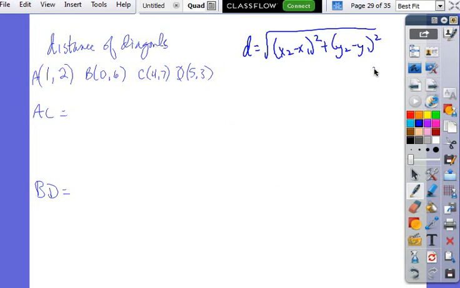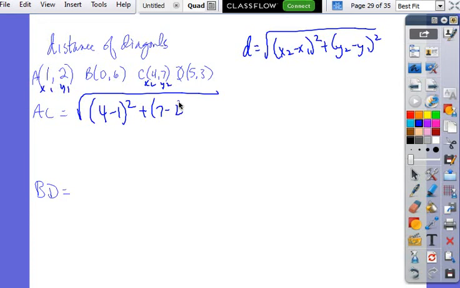All right, next step is distance of the diagonals. Got the formula up there. All right, so what do I have here? Tell me what goes in there. Parentheses 4 minus 1 squared, because I'm doing the A and the C now. There's my x1, y1 and x2, y2. Plus 7 minus 2 squared.